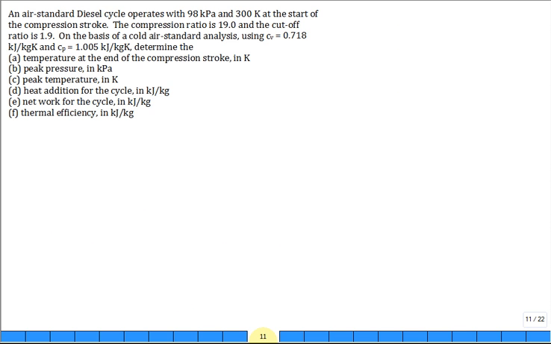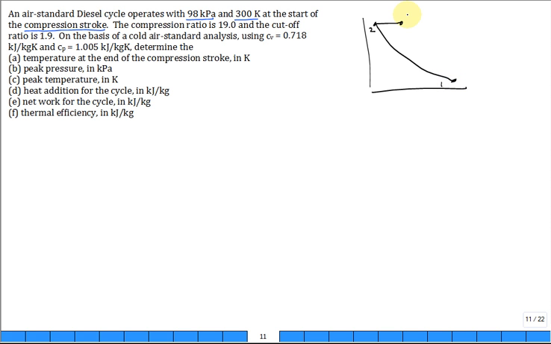I suggest as you get good at solving Otto and Diesel and Brayton cycle problems, just like this, it's given to you in words, and you have to sketch that PV diagram from memory, recall the first law, how to apply it for each of the processes, etc. So here is an air standard diesel cycle. It starts with 98 kilopascal and 300 K at the start of the compression stroke. So that's going to be state 1. Down here at state 1, before it goes to state 2, from 1 to 2, they know the pressure and the temperature at state 1.